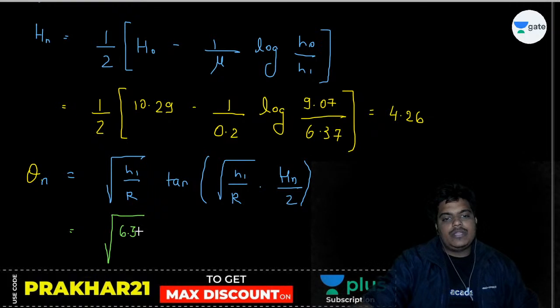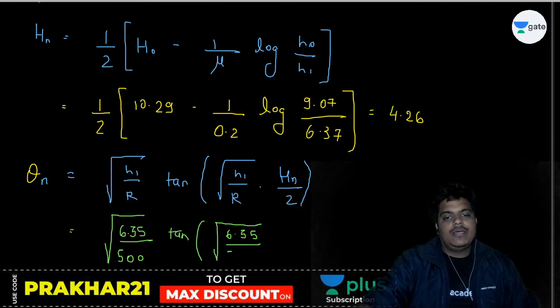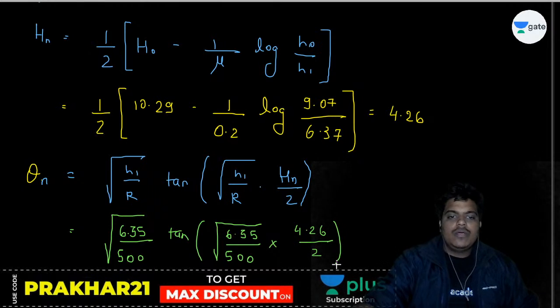H1 is 6.35 divided by 500, tan of root over 6.35 divided by 500 into, what is the value of Hn? 4.26 divided by 2. When you will solve this entire equation, you will be getting the value as 0.0273.